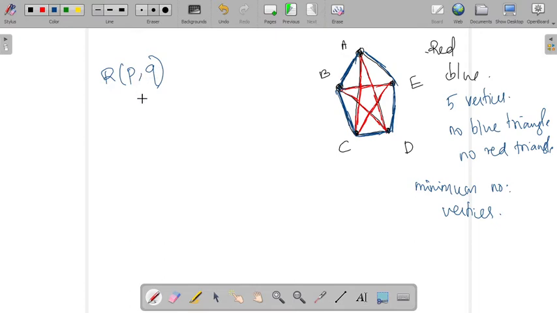So by R of PQ we mean the minimum number of vertices that must be taken so that your complete graph contains... So if R of PQ is equal to n, എന്ന് പറഞ്ഞാൽ അതിന്റെ മീനിങ് ഇതാണ്, നമ്മൾ n vertices ഉള്ള ഒരു കംപ്ലീറ്റ് ഗ്രാഫ് എടുക്കുമ്പോൾ അതിന്റെ ഏത് ആർബിട്രറി കളറിംഗിൽ ഒന്നെങ്കിൽ there will be a complete graph K_P which is of red color or a complete graph K_Q with blue color. അപ്പോൾ നമ്മൾ R of 3 equal to 6 ആണ്.